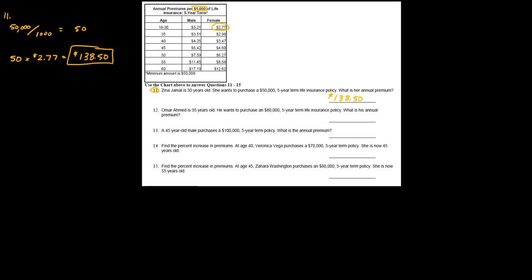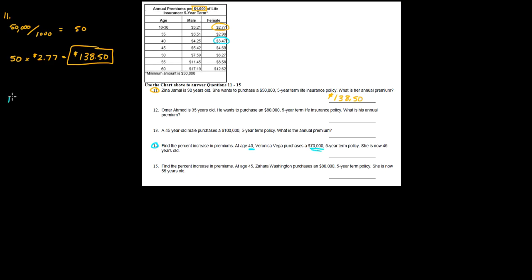Now, looking forward, 12 is very similar. 13 is very similar. So let's look at 14 and 15 where we're looking at the percentage of the increases. So let's look here, 14. It says that Veronica is 40, so 40 years old, female. So we're looking at 347 here. And she wants $70,000 of insurance.